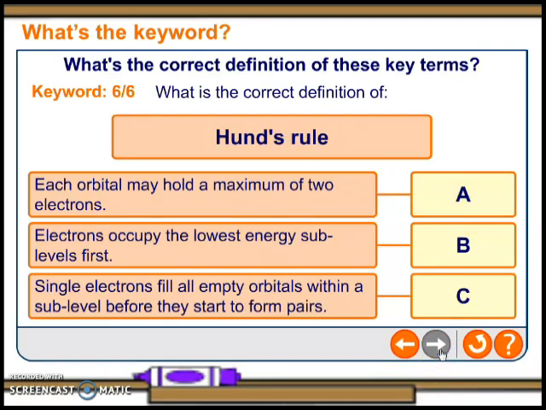Lastly is Hund's rule. Is it A. Each orbital may hold a maximum of 2 electrons? B. Electrons occupy the lowest energy sublevel first. Or letter C. Single electrons fill all empty orbitals within a sublevel before they start to form pairs. And the correct answer is letter C.